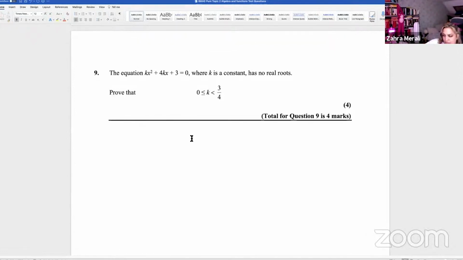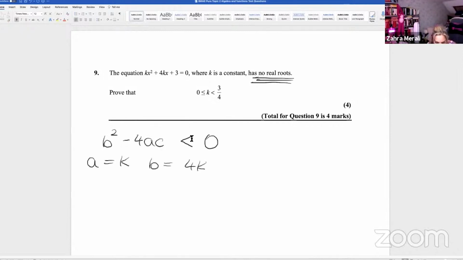Right. Equation kx squared plus 4kx plus 3 equals 0. Okay, so no real roots. So again, we've got a discriminant. So we know that b squared minus 4ac has to be less than 0. So my a is whatever's in front of the x squared. My b is whatever's in front of the x. And I would always write this out. It takes only a few seconds.